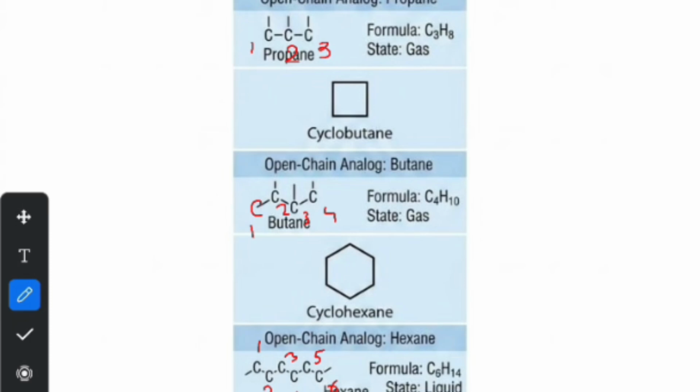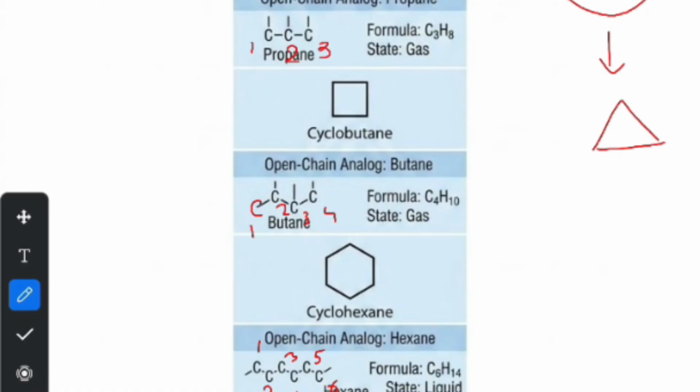See, if you consider the open chain analog, it is as if the first and the third carbon atoms are joined to each other. When the first and the third carbon atoms are joined to each other, it gives rise to the cyclopropane ring. In the open chain, the 1, 2 and 3 carbon atoms are straight. The first and the third carbon atom are not bonded to each other.